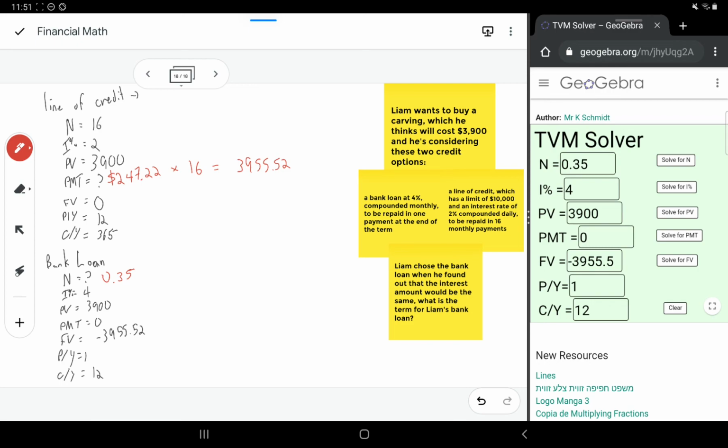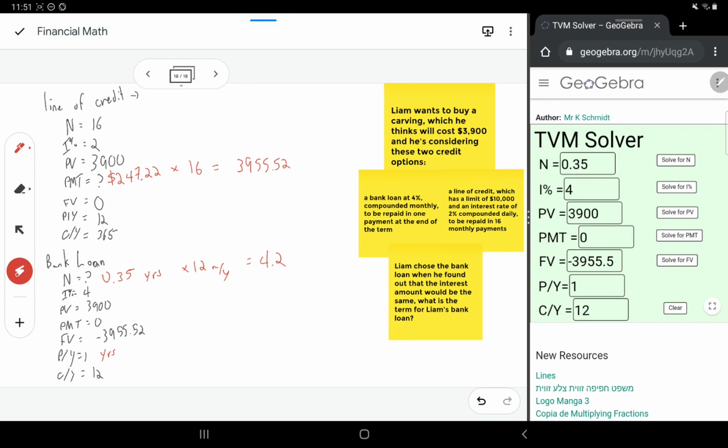Okay, so because the unit for this comes from the unit for P per Y, we know that this unit is years since it's once per year. So this one will be in years: 0.35 years. Or if we wanted to, we could multiply that by 12 months per year, and that's 12 times 0.35, giving us 4.2 months, roughly.